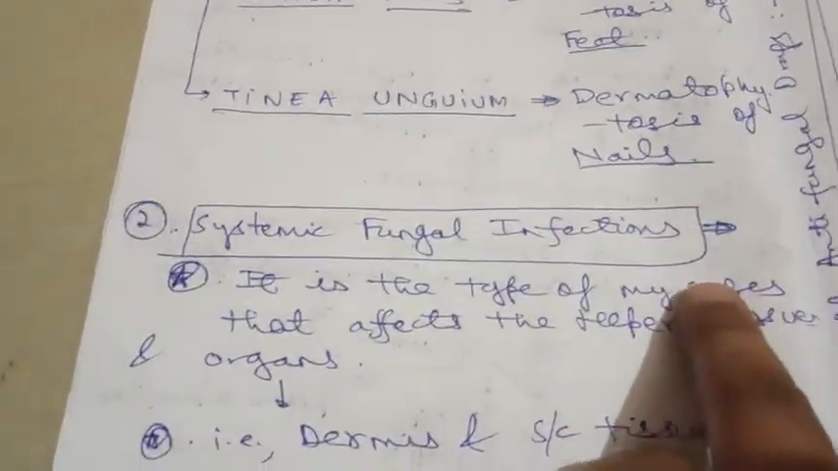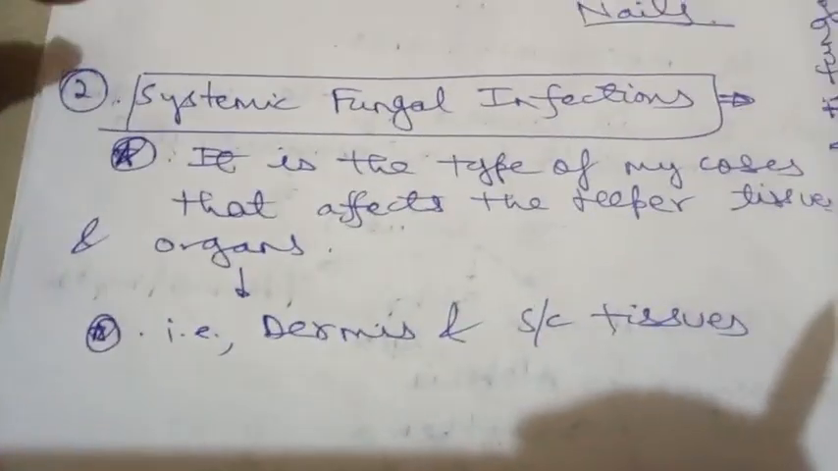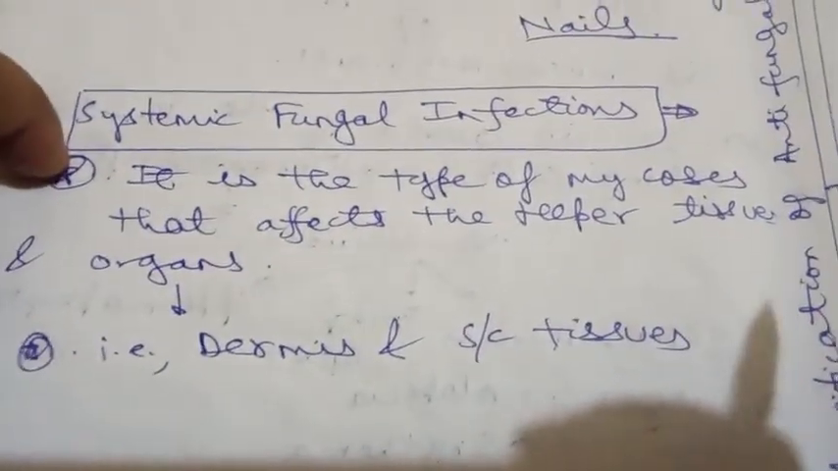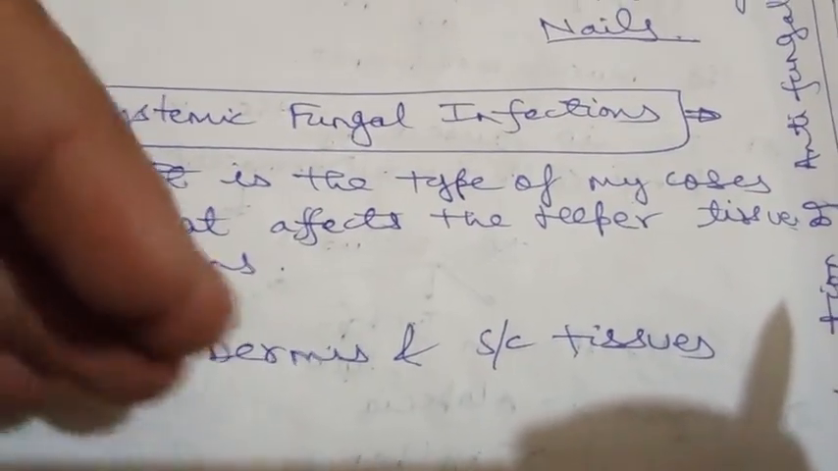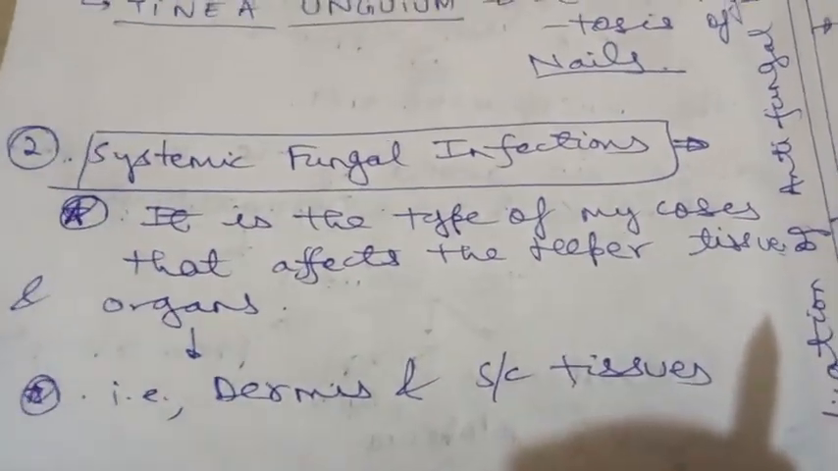So this was about superficial mycosis. Next we have systemic mycosis or systemic fungal infection. It is the type of mycosis that affects the deeper tissues and organs, that is the dermis and subcutaneous tissues. Very easy: the systems of the body are being affected by the fungus.